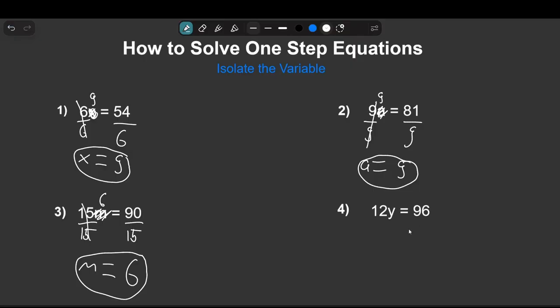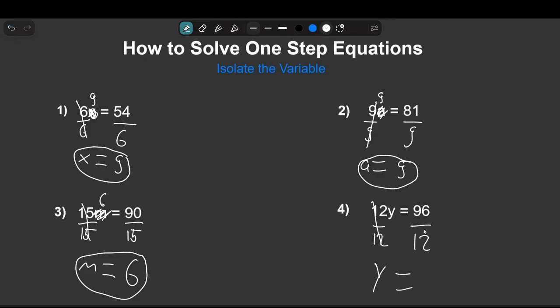Now over to the last example, where we have 12y equals 96. So again, the variable is next to the number, which means we are multiplying. But we have to isolate the variable. To isolate the variable, we're going to divide because it is the opposite or inverse of the operation we are doing. So we're going to divide these two by 12. Again, these two cancel each other off, which leaves us with the variable.